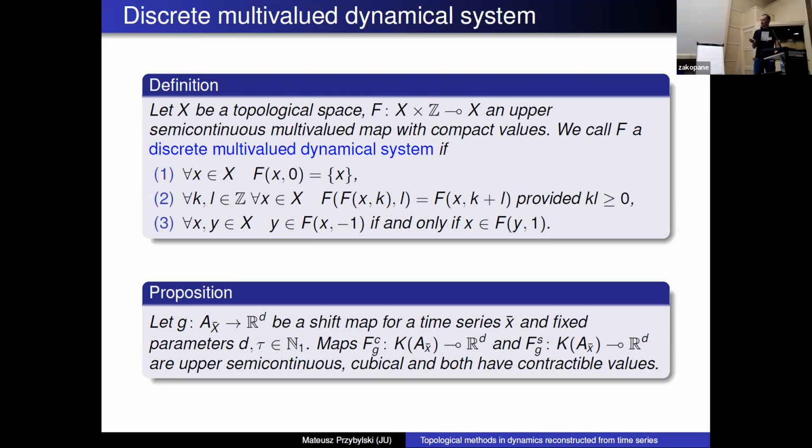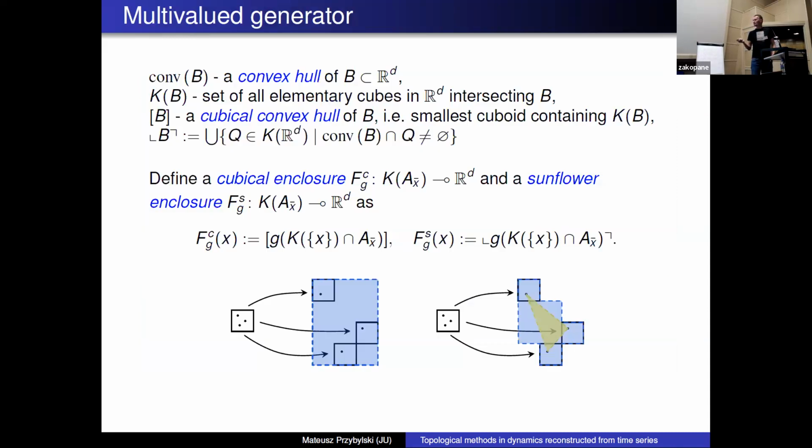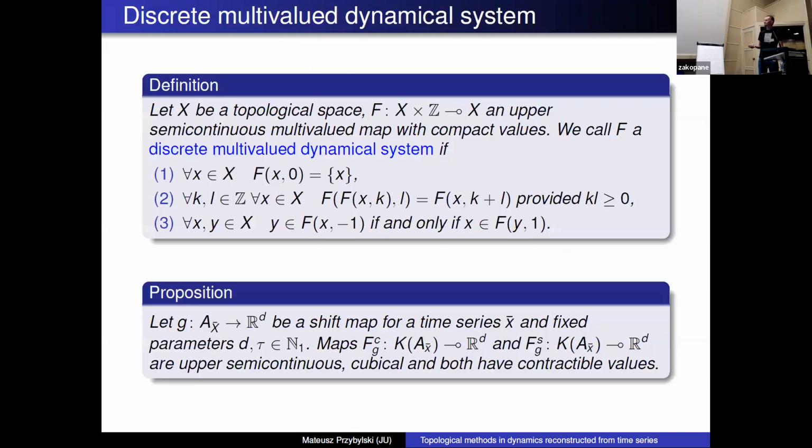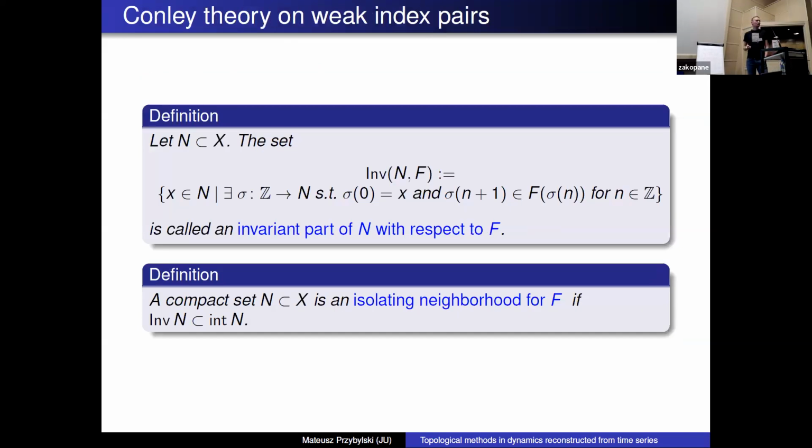Maybe I just comment here that in application, if you try to build a multi-valued map, then it is almost sure that your value will be, as in that example, disconnected, or there is no chance for acyclicity for any value in applications. So this step is very important here. Okay, so now let's go to the index theory.